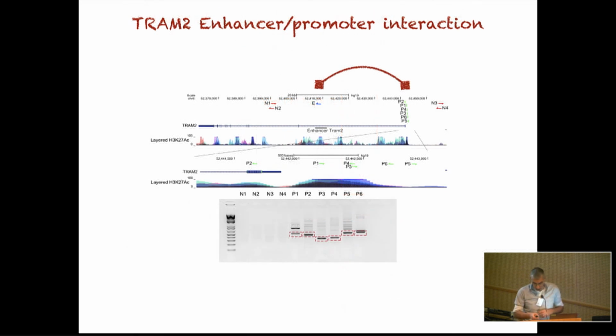Right. Also, we can show that in fact there is a loop. This is the enhancer. It sits in the intron of TRAM2. This is the promoter, and using different combinations of primers in a 3C chromatin conformation assay, we can show that the promoter really interacts with the enhancer and not with downstream or upstream regions. So this is a very specific interaction of the enhancer with the promoter, as we expect, which confirms the effect of this enhancer and the promoter on TRAM2 expression.